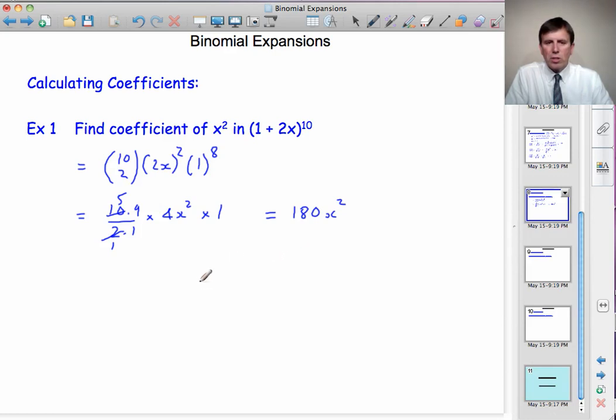Now the coefficient, the amount of x squareds I have, is 180 of them. So the answer is 180.